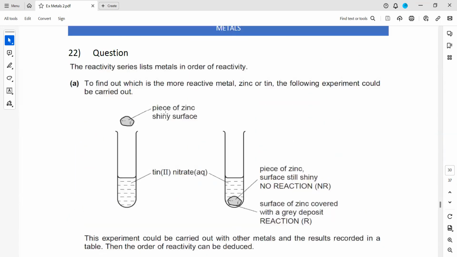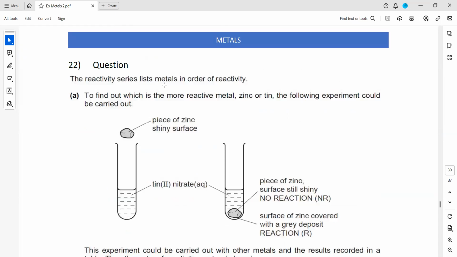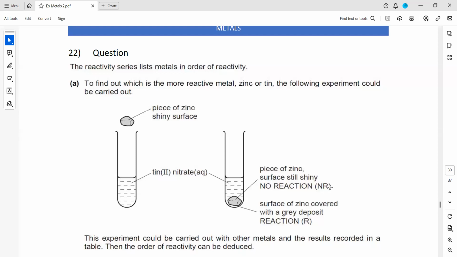Okay. So this is question 22. The reactivity series lists metals in order of their reactivity. To find out which is the more reactive metal, zinc or tin, the following experiment could be carried out. A piece of zinc with a shiny surface is added to tin nitrate, a salt of tin. The piece of zinc surface is still shiny, no reaction, and the zinc is covered with a gray deposit. So our reaction is there.